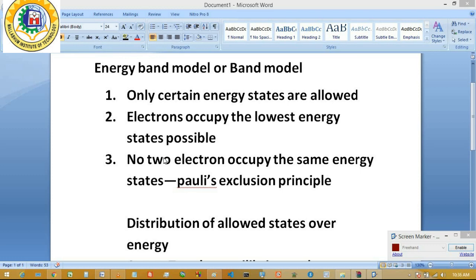So we are trying to analyze the distribution of electrons over a range of energy at a given temperature. That's why temperature comes into the picture.